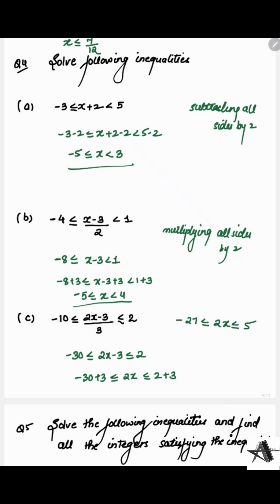So what I did, first I multiplied all the sides by 3 so that I can remove the 3 in the denominator. It gave me minus 30 less than or equal to 2x minus 3 less than or equal to 2. Then I need to add 3 to all the sides. So it will give me minus 27 less than or equal to 2x less than or equal to 5. Obviously I need to divide all the sides by 2 now in order to isolate x. It will be negative 27 over 2 less than or equal to x less than or equal to 5 over 2.